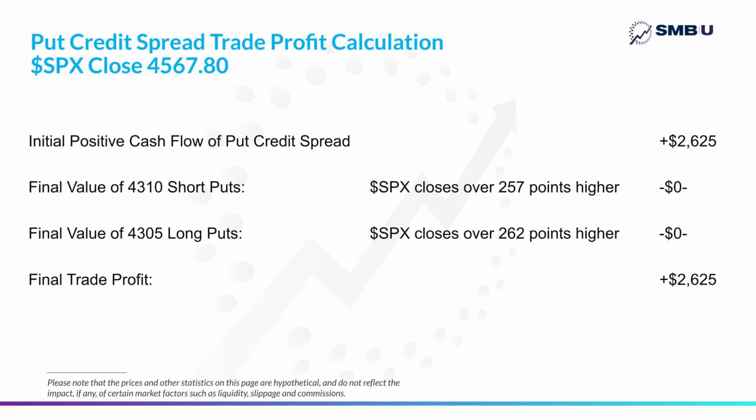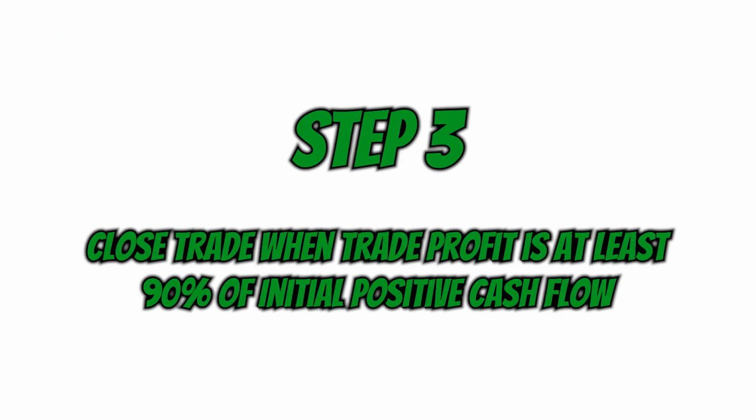And thus, we've completed the final step of the process, which is to wrap the trade up once it has achieved a profit of at least 90% of the initial cash premium. Well, in this case, we actually received 100% of the profit because the options strategy expired so far above the index's closing price on the day the trade expired. And with both options expiring worthless, we just go ahead and pocket that full initial premium.